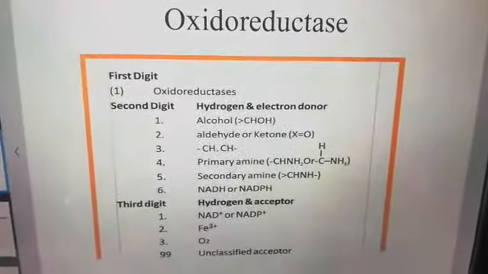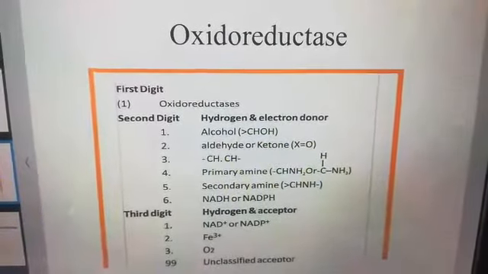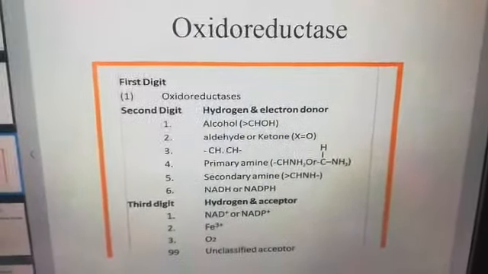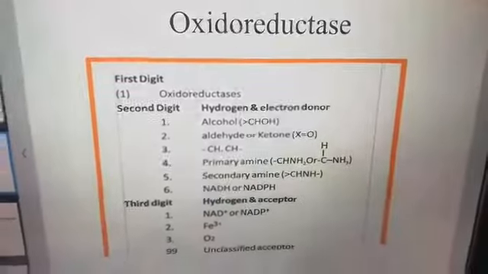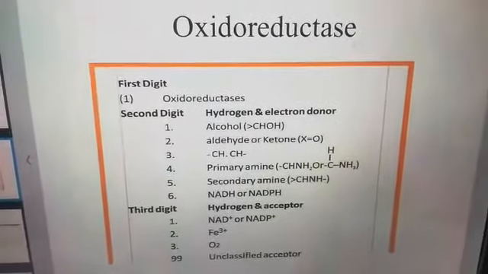Now coming back to oxidoreductase enzyme. As I have told earlier, enzymes which are going to carry out redox reaction belong to the first main class of the enzyme, which are called oxidoreductase. And for oxidoreductase, the first digit of the EC number is always going to be 1. Now coming to the second digit.